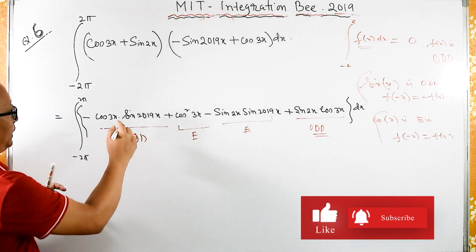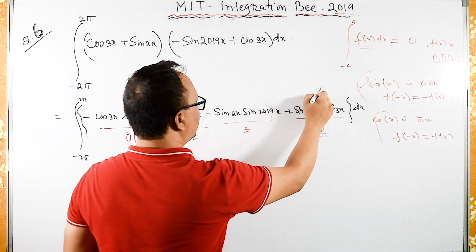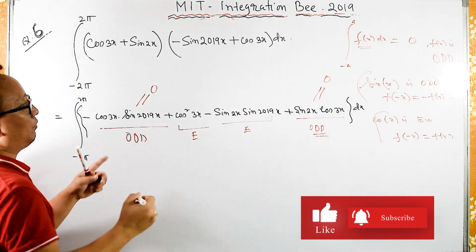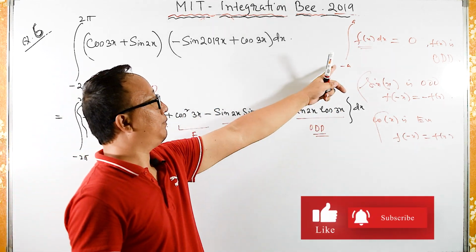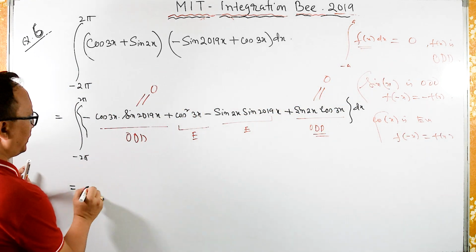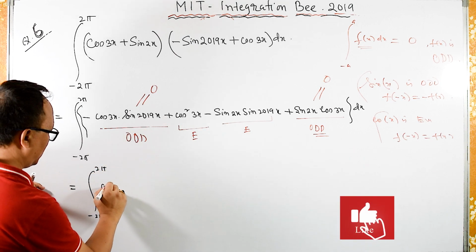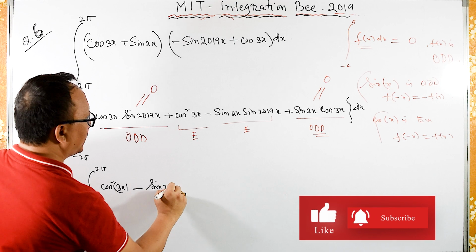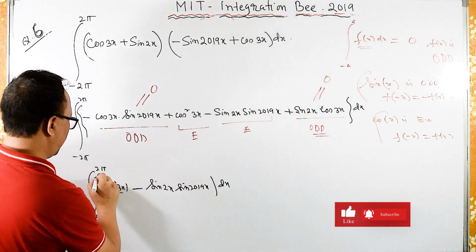So the value of this, when the limit is from minus 2 pi to 2 pi, becomes 0, as well as this becomes 0. What we have is only these two. Why? Because by this property, since this is odd and it is from minus a to a, the integral of f of x becomes 0. Therefore, this equals only this integral from minus 2 pi to 2 pi of cos square 3x minus sine of twice x sine of 2019x into dx.